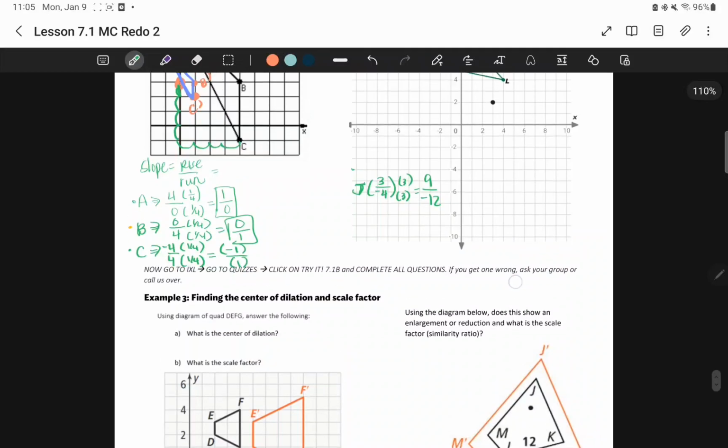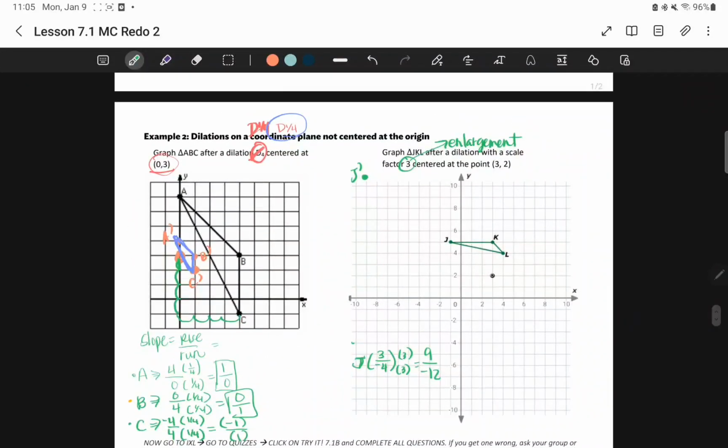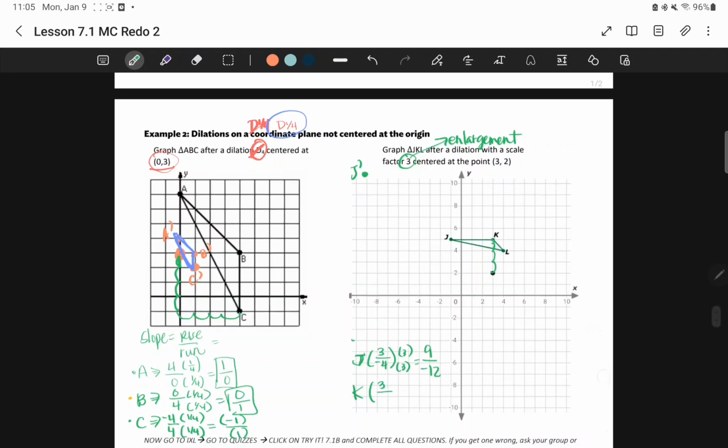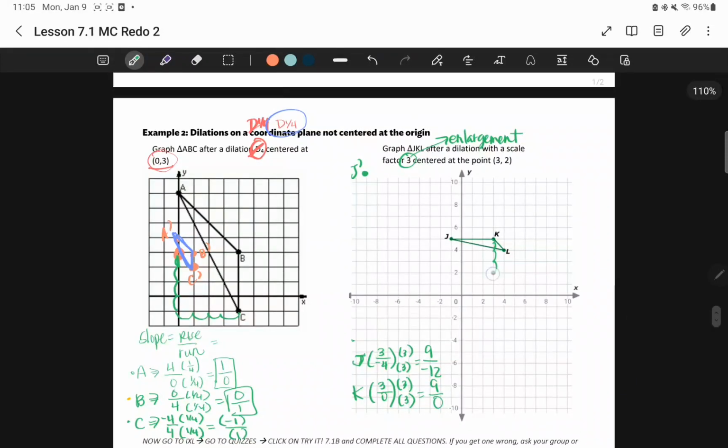So from the center to K, I'm rising up 1, 2, 3. So for K, my slope is 3, and I'm not going right or left at all. Multiplying the top and the bottom by 3 gives 9, 0. So I'm going to start at the center and go up 1, 2, 3, 4, 5, 6, 7, 8, 9, and then I'm not running at all. So here's my K prime.